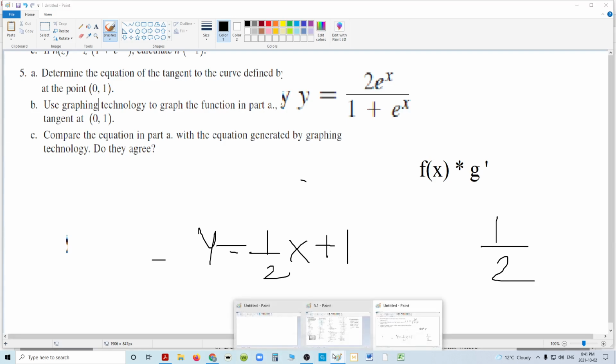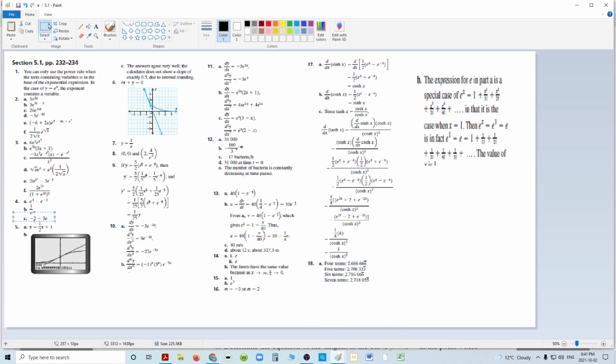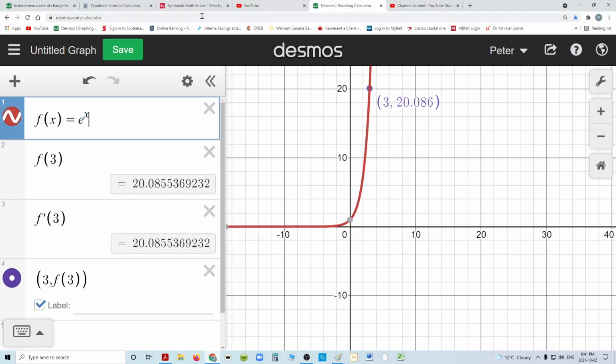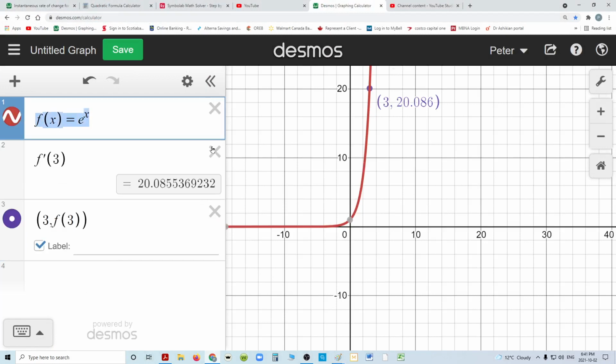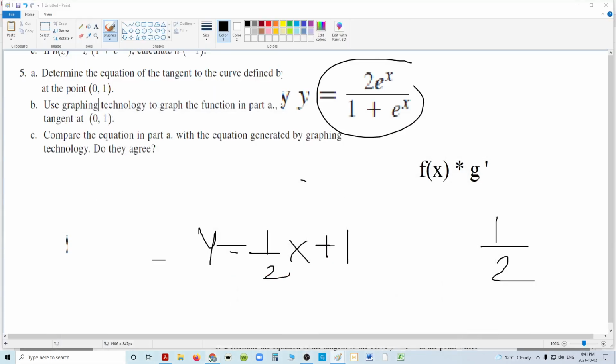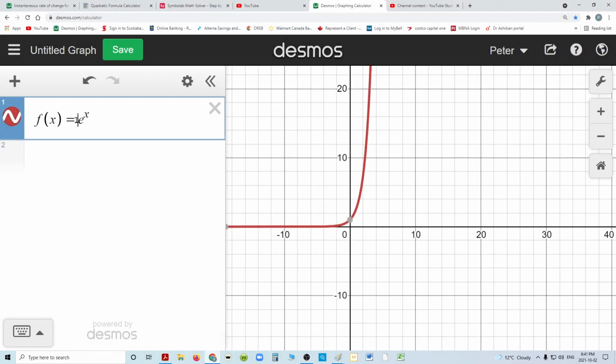Let us see if I even came close. It would be nice if I did. Yeah, I did. There it is right there. A half x plus 1. Now let's use the graphing technology. This is the curve. We're going to pull open a different one. We're going to make it equal to y, f of x is equal to, and I'm still going to quit after this one, 2 e to the x divided by 1 plus e to the x.